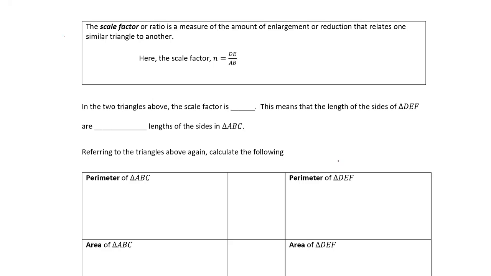And this brings us to the scale factor or ratio. And the scale factor or ratio is simply the measure of the amount of enlargement or reduction that relates one similar triangle to another. And in this case, we know that the scale factor is 2 because the length of the sides in triangle DEF are double the length of the sides in triangle ABC. In the two triangles above, the scale factor is 2. This means that the length of the sides in triangle DEF are twice the length of the sides in triangle ABC.